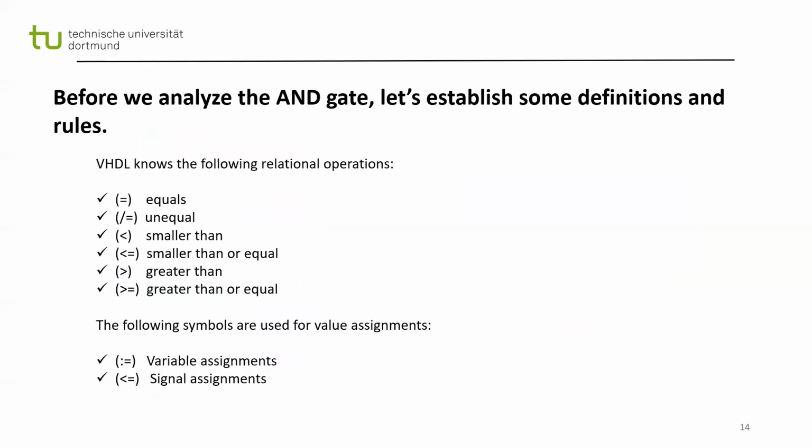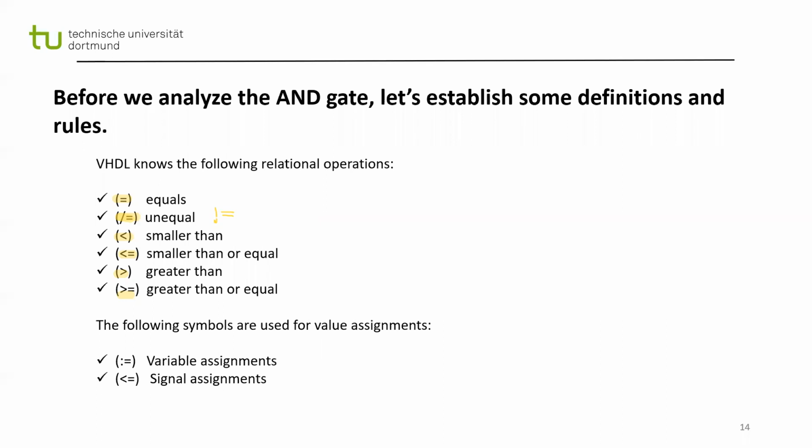Before we analyze the VHDL AND gate code, let's establish some definitions and rules of the VHDL language. VHDL knows the following relational operations. This is the equal sign, the unequal, the smaller than or equal, and the greater than or equal sign. It is really similar to Java. The only difference I can spot right away is the unequal, since in Java, the unequal sign is written using an exclamation point followed by an equal sign.